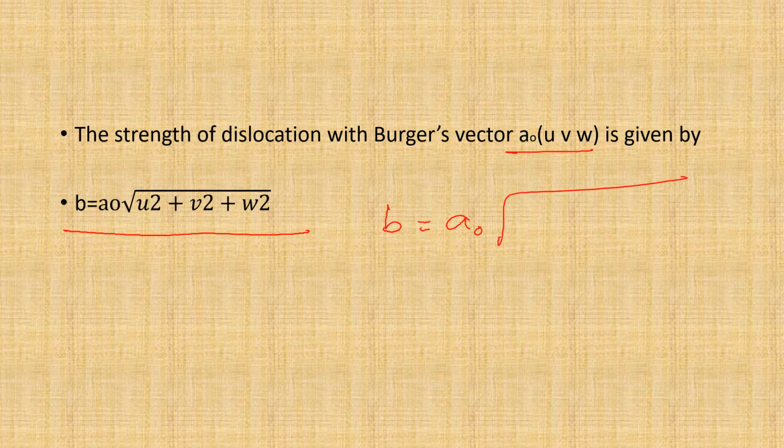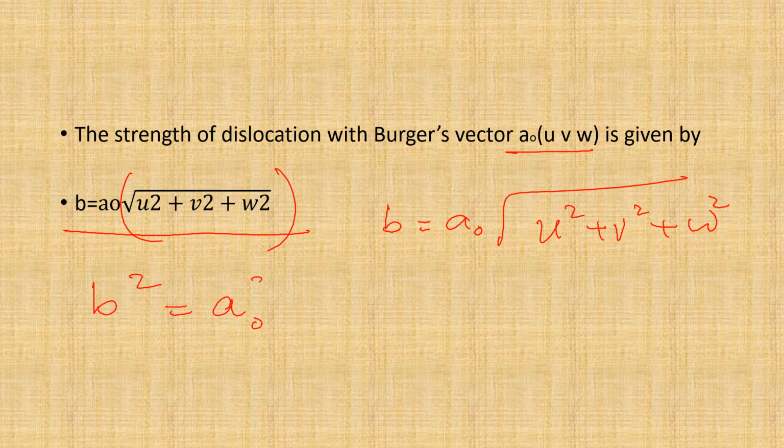a0 times root of u square plus v square plus w square. This is just finding the magnitude of a vector with x, y, z components. Okay, so the magnitude is this one. And b square, the square of the Burgers vector, is given by a0 square times u square plus v square plus w square. This is a way to find the Burgers vector magnitude or the strength.